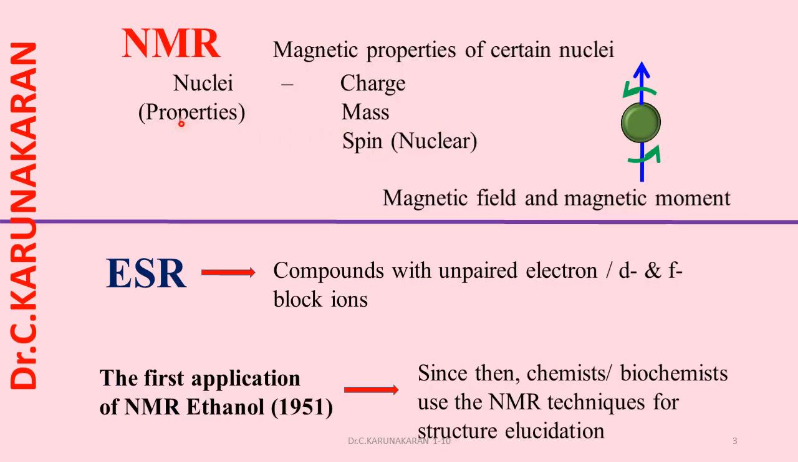Let us now discuss the principles of NMR and ESR spectroscopy. What are the important properties of nuclei? Nuclei have mass, charge, and spin, the nuclear spin. It can spin either clockwise or anti-clockwise. Due to this spinning motion, it creates a magnetic field. Any spinning charged body will produce a magnetic field and a magnetic moment, as you have studied in basic physics.